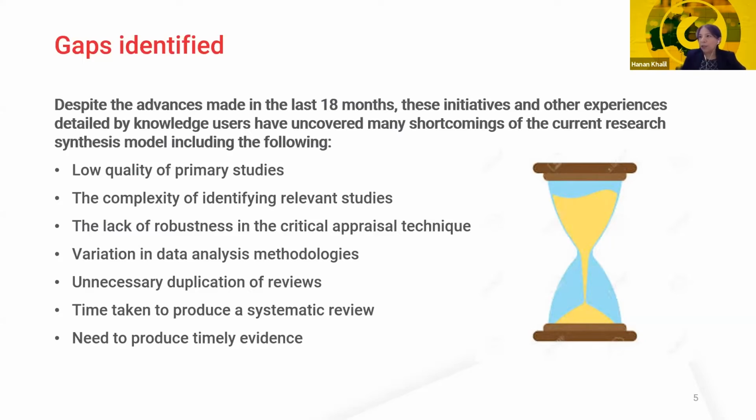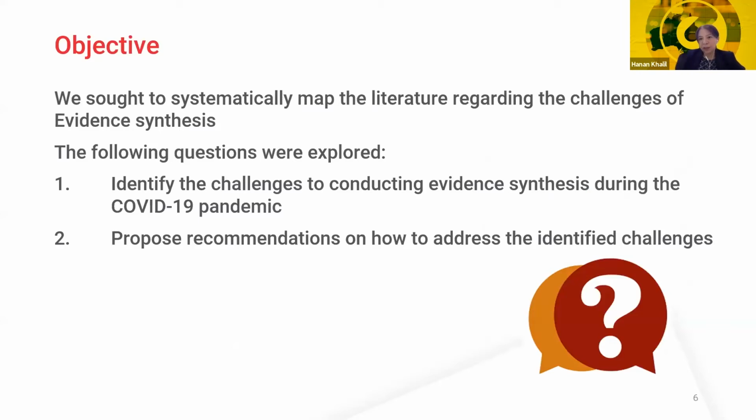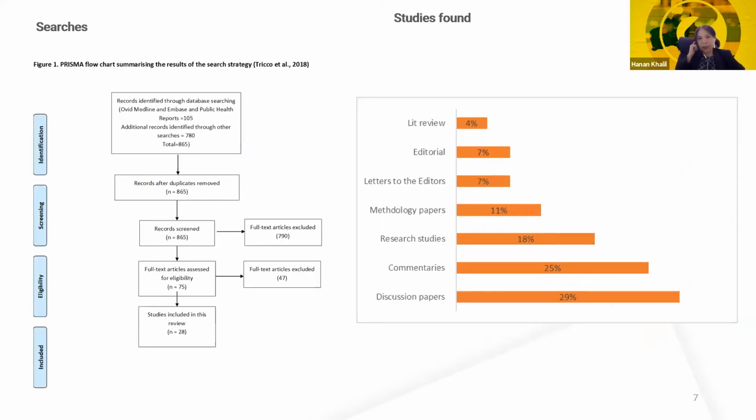So what we decided to do, we decided to undertake a scoping review to look at these challenges in a systematic way, to identify what these challenges are and how we can propose some recommendations to address these challenges. So we used the scoping review methodologies. That was a methodology that was, again, initiated by our group, including Zach and a couple of others here.